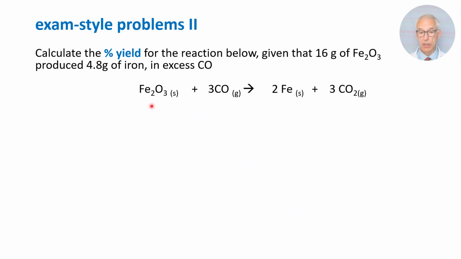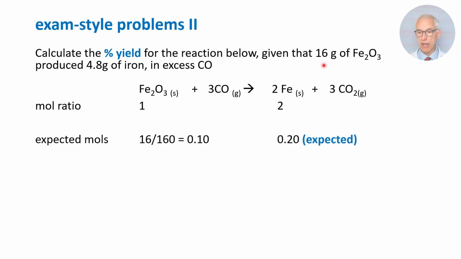Okay, so here's my reasoning. The mole ratio between iron oxide and iron is 1 to 2. I need to convert 16 grams of iron oxide into a number of moles so that I can predict the expected number of moles of iron. So the expected moles of iron oxide, or the reacting moles of iron oxide we're starting with, is 16 divided by the molar mass of iron oxide. 2 times iron, 3 times oxygen, 160. So we started with 0.1 moles of iron oxide.